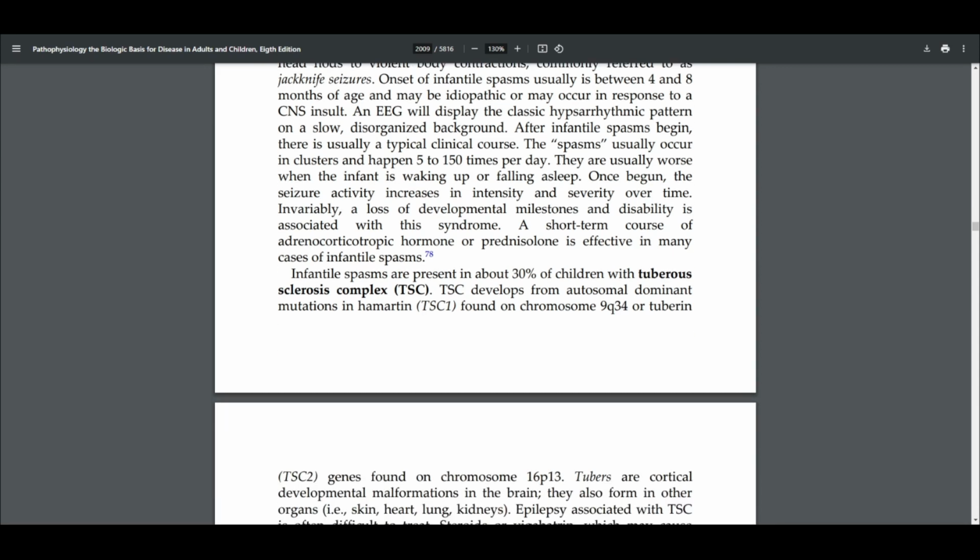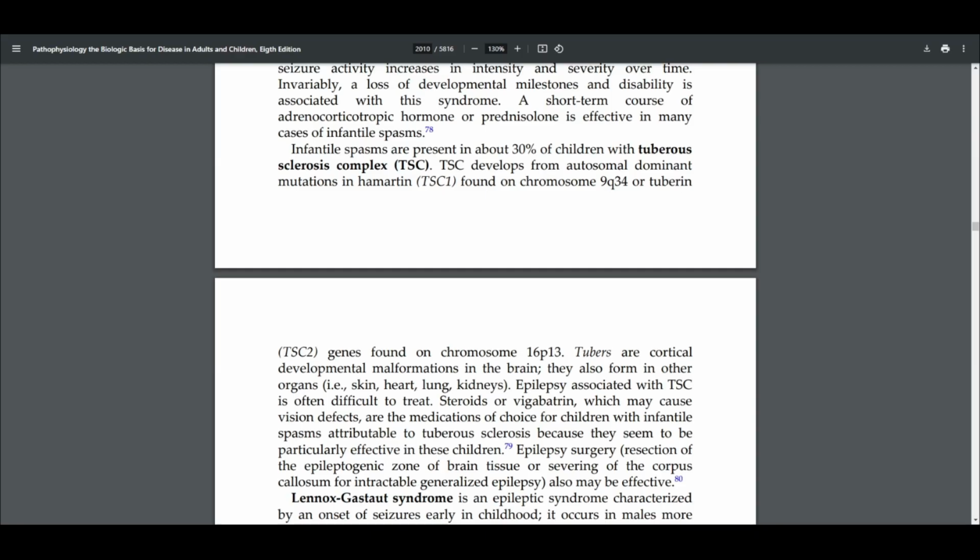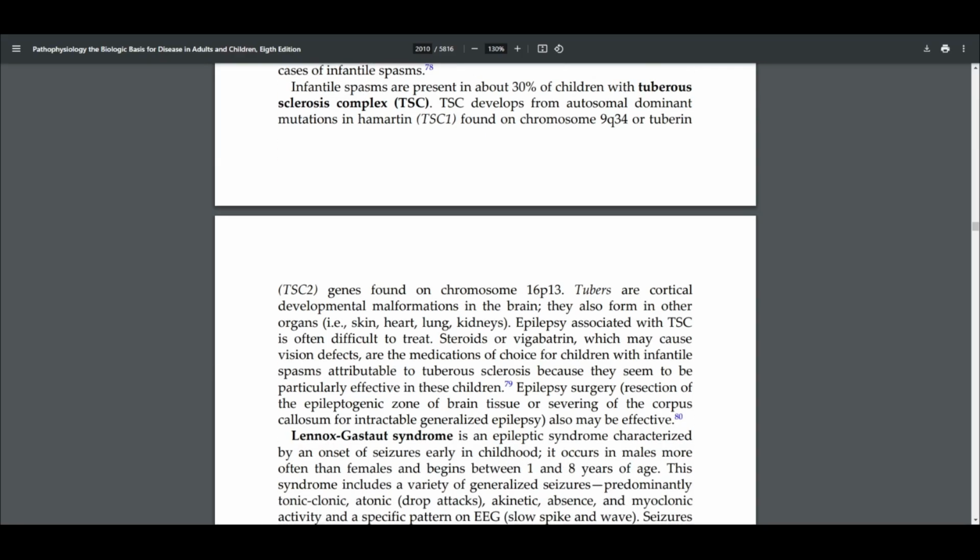Invariably, a loss of developmental milestones and disability is associated with this syndrome. A short-term course of adrenocorticotropic hormone, or prednisolone, is effective in many cases of infantile spasms. Infantile spasms are present in about 30% of children with tuberous sclerosis complex, or TSC.